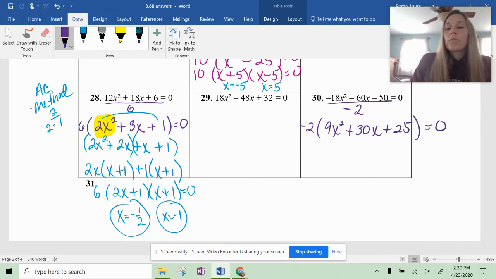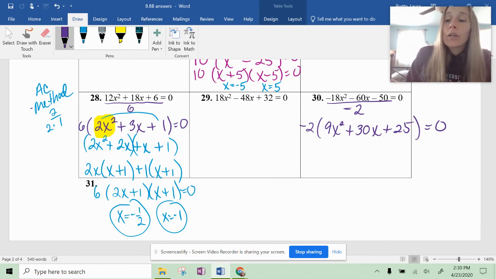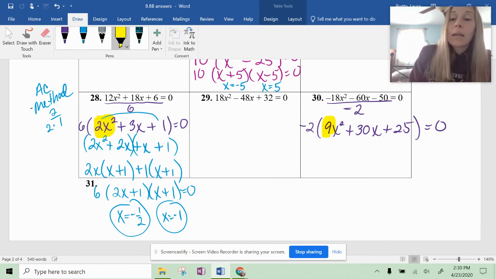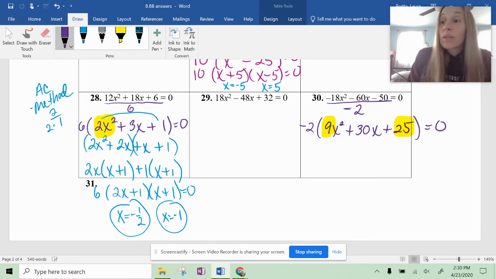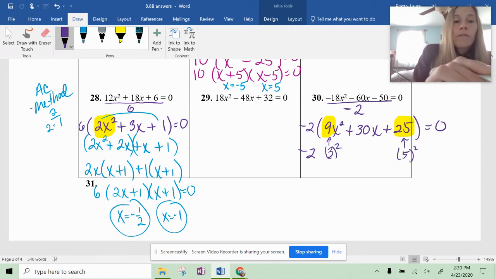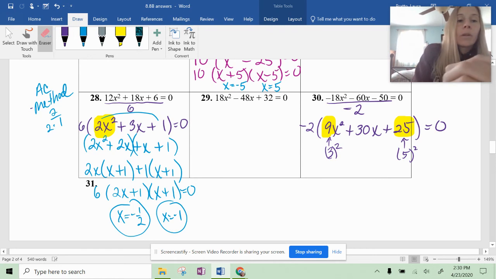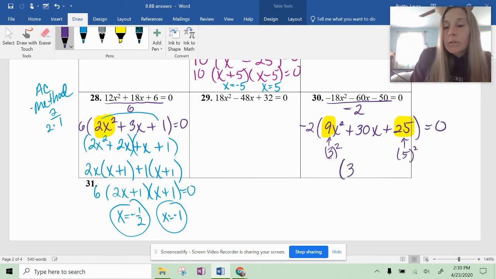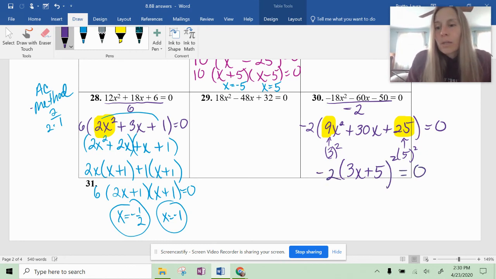Now, on first glance, you're probably like, oh, now I have to do AC method again because I have this 9 here, but you might hopefully recognize that 9 and 25 are perfect squares, so we can use that pattern that we went over on Tuesday and Wednesday. So if you know that this is really a 3 squared, right? And 25 is really 5 squared. Then we can do that shortcut where we would just do 3x plus 5 squared. And then we stick that -2 on the front. And that's way easier than trying to do AC method.